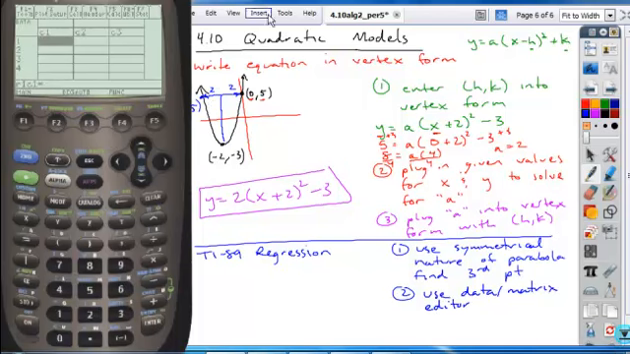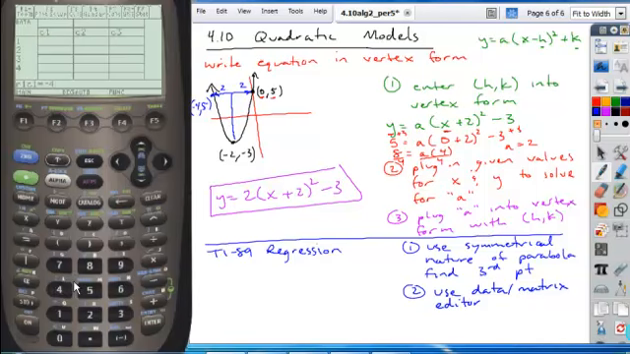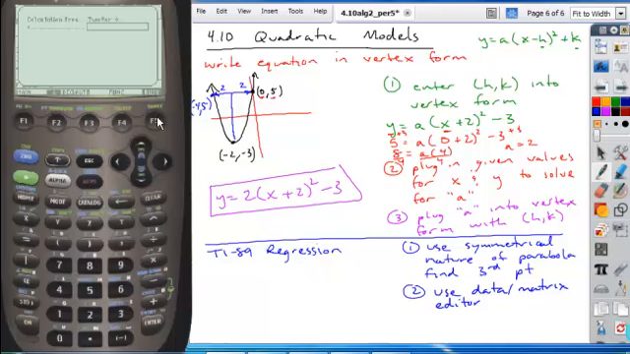Okay, enter the points, the coordinates that you have. So I have -4, 5. So my x coordinates are -4, -2, and 0. My corresponding y coordinates are 5, -3, and 5. So there's my coordinates. I hit the Calculate tab, F5.